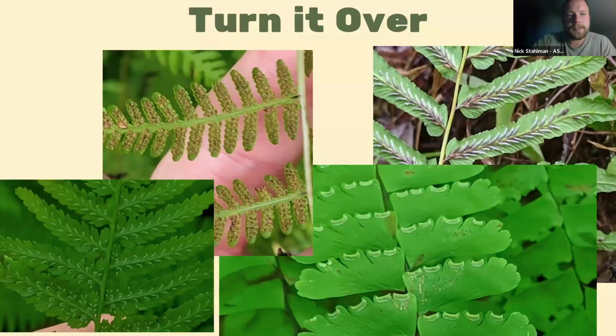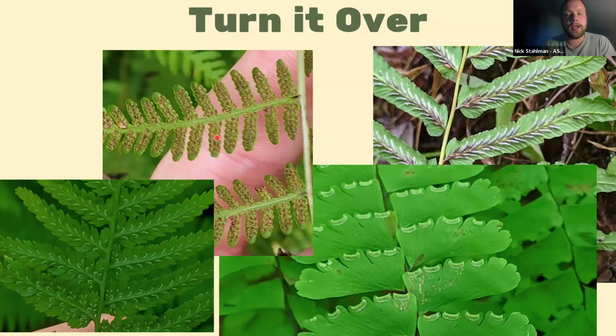See if you're lucky enough to see these sori, because here's the tricky thing. These will not always be present. So some ferns have what we would call a fertile frond. So that is the frond, the leaf that produces the sori that will end up producing spores. Some fronds are sterile or vegetative. They will not have sori.